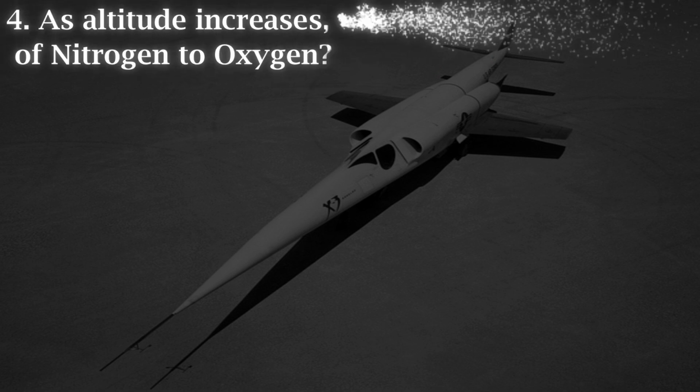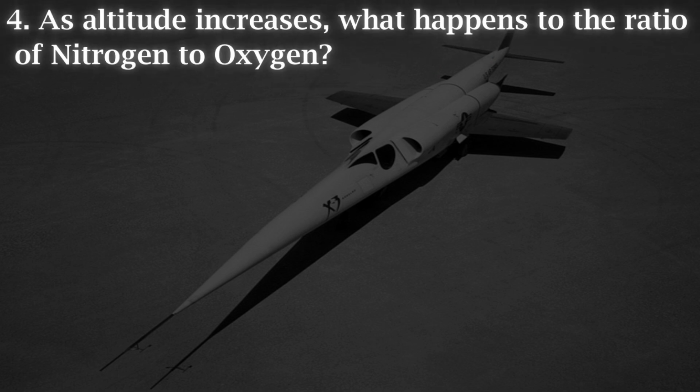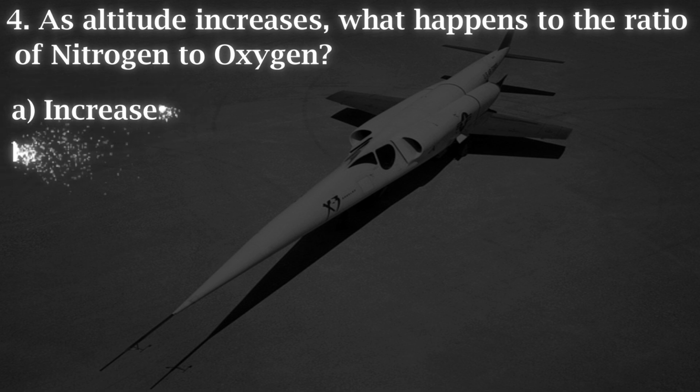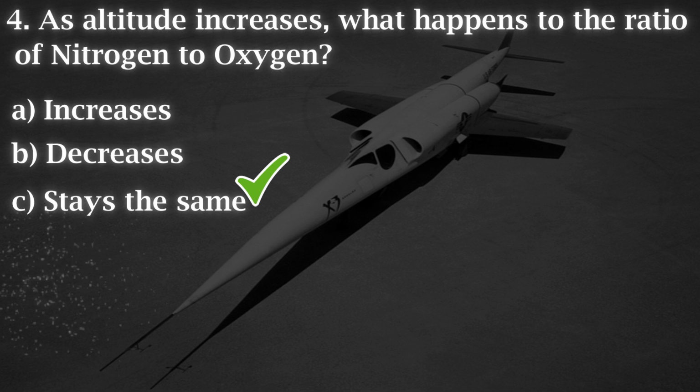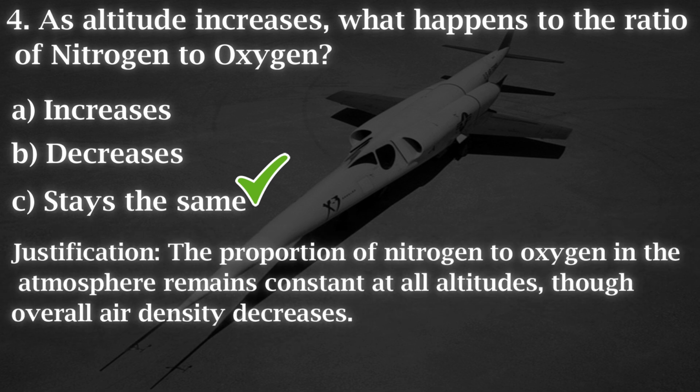Question 4. As altitude increases, what happens to the ratio of nitrogen to oxygen? A. Increases. B. Decreases. C. Stays the same. Justification. The proportion of nitrogen to oxygen in the atmosphere remains constant at all altitudes, though overall air density decreases.